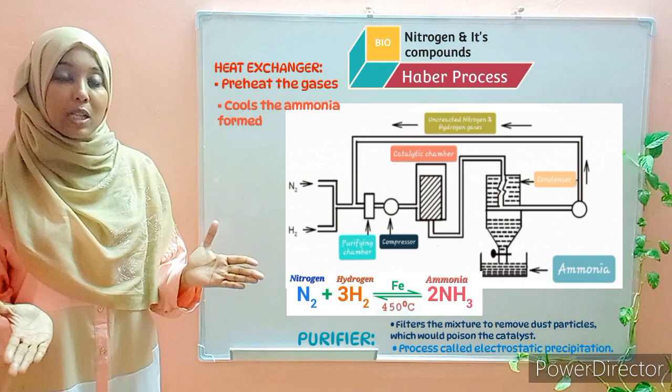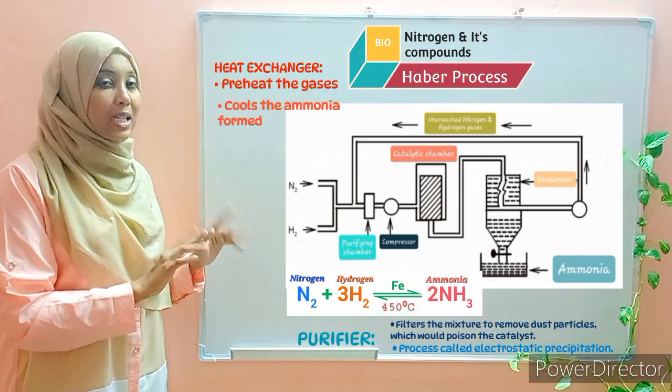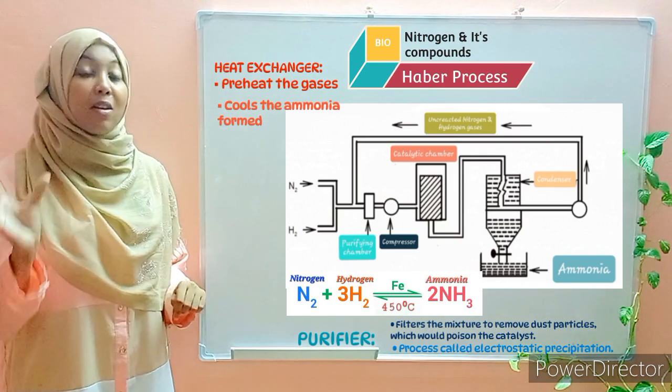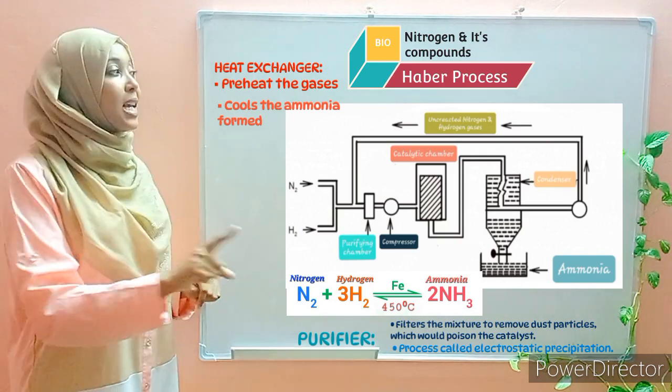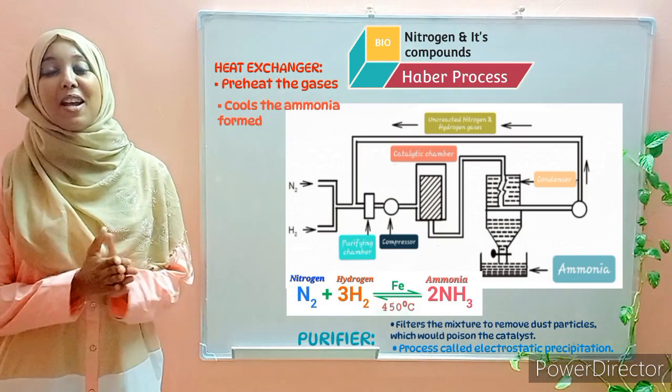Any ammonia that is formed moves to the condenser where it's condensed to liquid and tapped and collected. Any unreacted nitrogen and hydrogen is then recycled back. And this is the process.